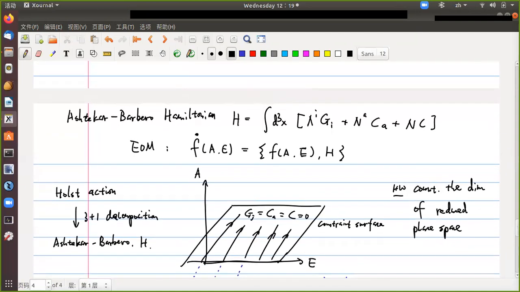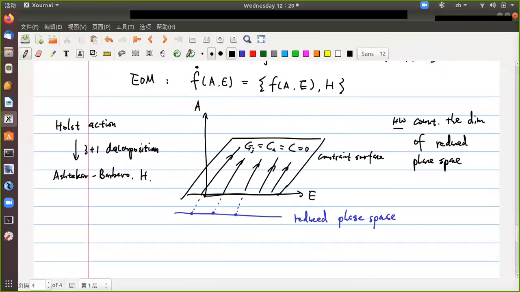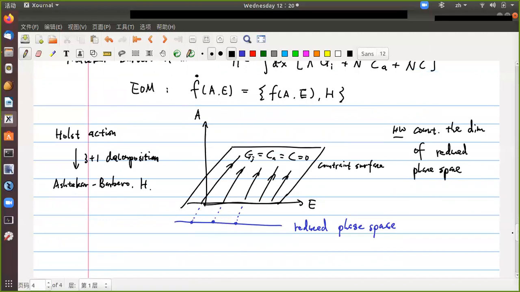If you are curious about the Holst action, you can just search online. There's a paper by Holst, and you can find the derivation in that paper. This Holst action is so-called on-shell equivalent to the Einstein-Hilbert action, which means that if you derive the equations of motion from the Holst action, they are completely equivalent to the Einstein equation.